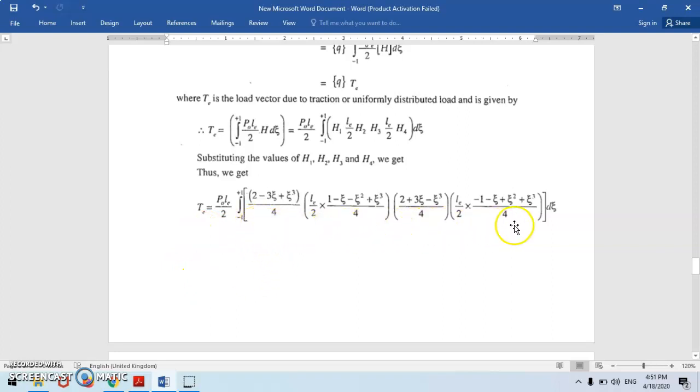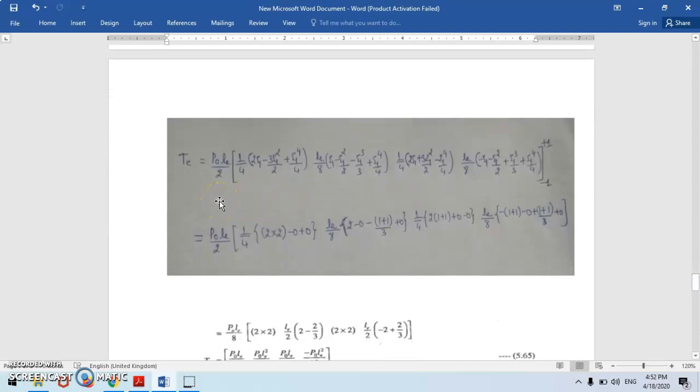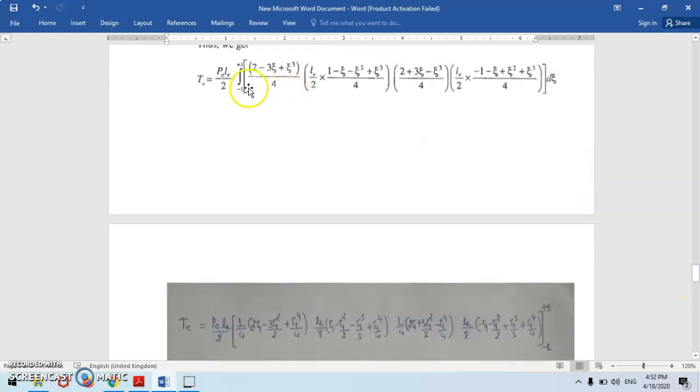Now we need to integrate all these terms one by one, and after integrating we put the limits -1 to +1. Why -1 to +1? Again it is zeta, and for this beam element it varies from -1 to +1. Now we integrate the inside terms. Just compare this equation. If you integrate 2 with respect to zeta, it becomes 2 zeta, and minus 3 zeta becomes minus 3 zeta square by 2. The 1 by 4 I have kept common outside.